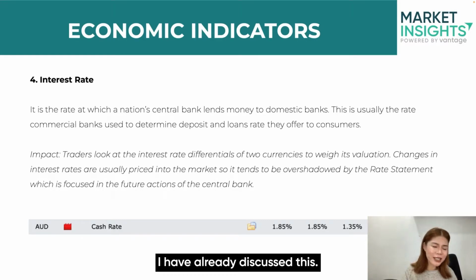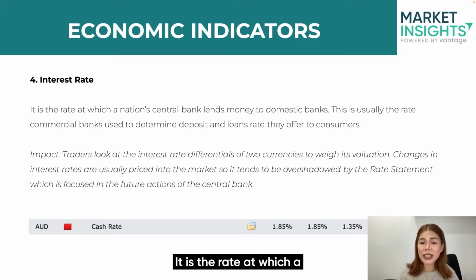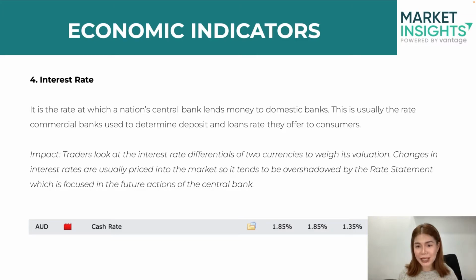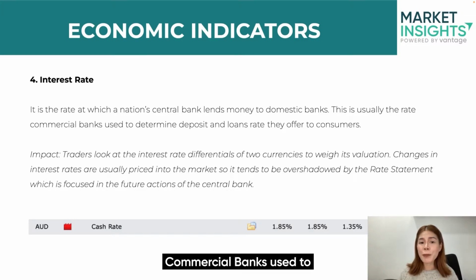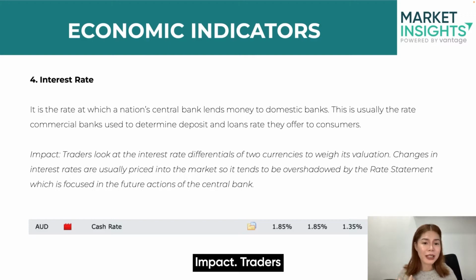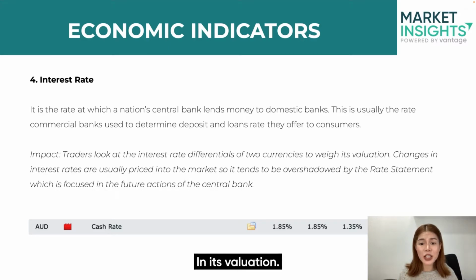I have already discussed this in the previous session. This is just a short recap. It is the rate at which a nation's central bank lends money to domestic banks. This is usually the rate commercial banks use to determine the deposit and loan rates they offer to their consumers. Impact. Traders look at the interest rate differentials of two currencies to weigh in its valuation. Changes in interest rates are usually priced into the market, so it tends to be overshadowed by the rate statement, which is focused on future actions of the central bank.